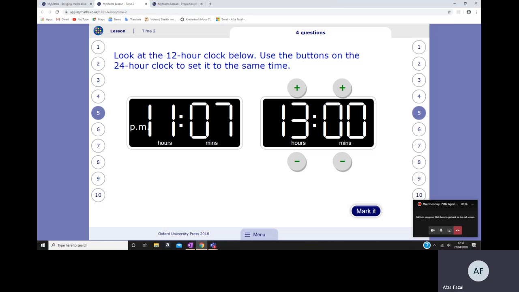That's 1 o'clock in the afternoon, 2 o'clock, 3 o'clock, 4 o'clock, 5 o'clock, 6 o'clock, 7 o'clock, so it'll be PM. So if I go back, that's 11 a.m., that's 12 p.m., 1 p.m., 2 p.m., 3 p.m., 4 p.m., 5 p.m., 6 p.m., 7 p.m., 8 p.m., 9 p.m., 10 p.m., 11 p.m. So now I need 11:07, so I need to change this to 7. There we go. And that's how you check it.